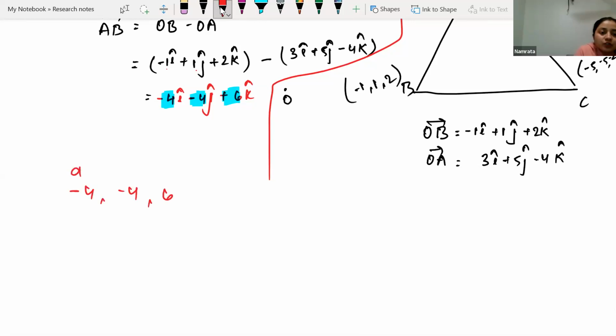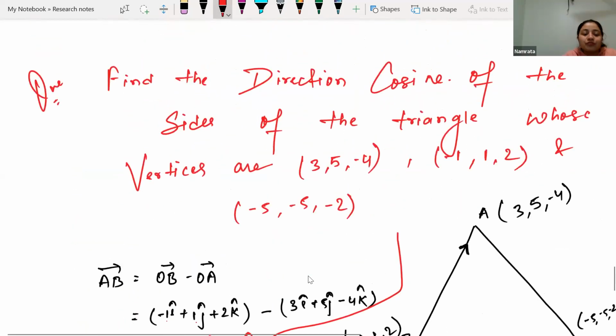This is our A value, this is our B value, this is our C value. Now let's see what we have to find over here. So find the direction cosine. Whenever it says to find direction cosine, we have to find cos alpha, cos beta, cos gamma, or if there is any relation related to L, cos alpha means L, cos beta M, cos gamma N.